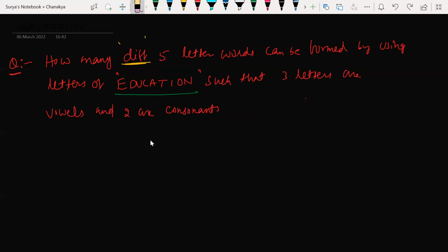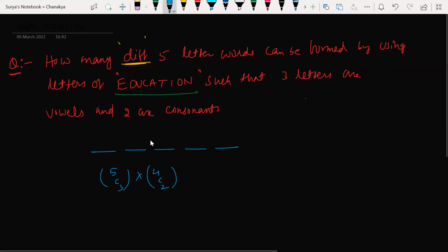Basically, here repetition is not allowed, right? So how many five different letters? 1, 2, 3, 4, 5. Five different letters can be formed by using education. How many three vowels? So I need to select three vowels. I need to write five different letter words, right? So out of five letters, I need to select three letters, and out of four letters, I need to select two consonants. Is this the right answer? Guys, is this the right answer?